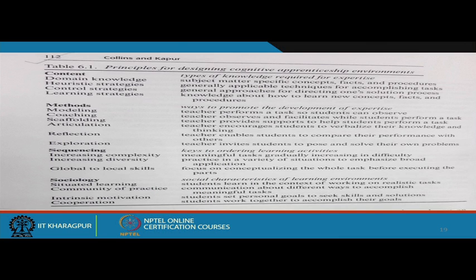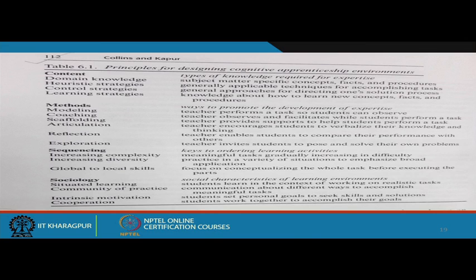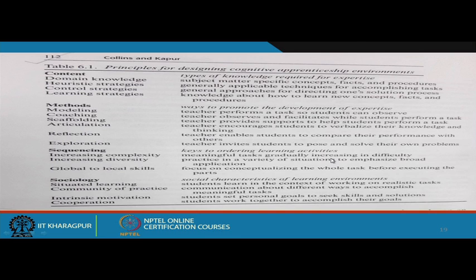So, these are the sociology factors: situated learning, the context, community of practice, what different kinds of practices are available for accomplishing those tasks, intrinsic motivation, cooperation. These are the factors, or principles, for designing the cognitive apprenticeship environment. So, now here we complete this cognitive apprenticeship approach to pedagogy.